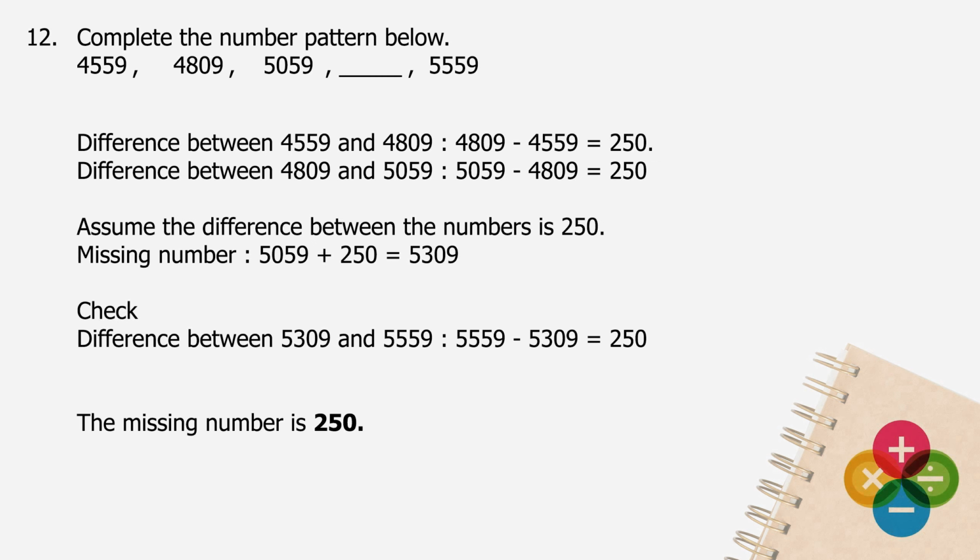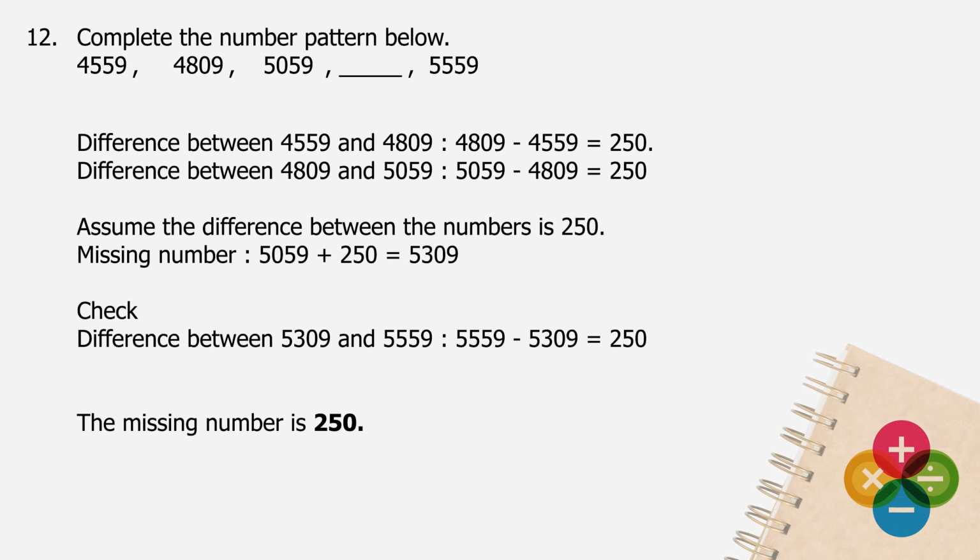The difference between 4,559 and 4,809 will be subtract 4,559 from 4,809, and the difference is 250. The difference between 4,809 and 5,059 will be subtract 4,809 from 5,059, and the difference is 250. Assume the difference between the numbers is 250. The missing number will be add 5,059 to 250, and the sum is 5,309.